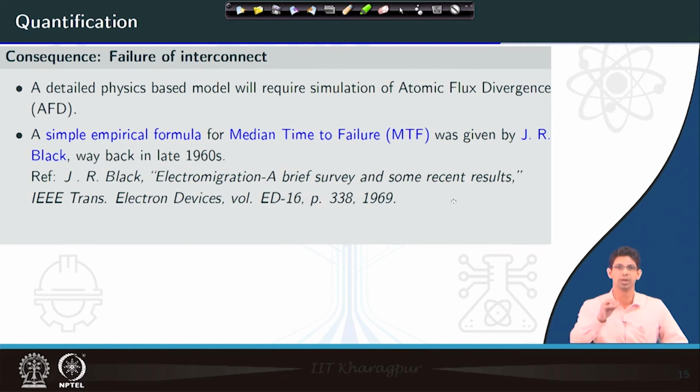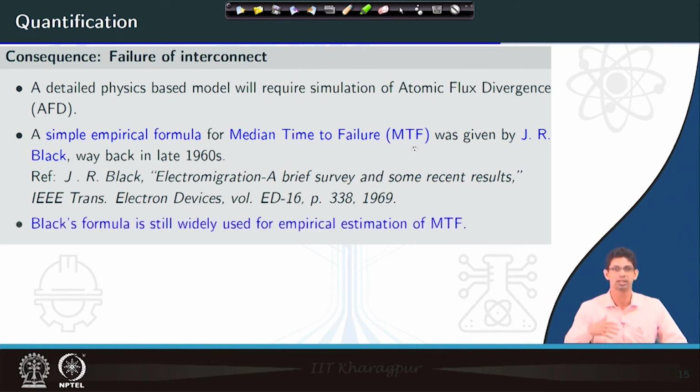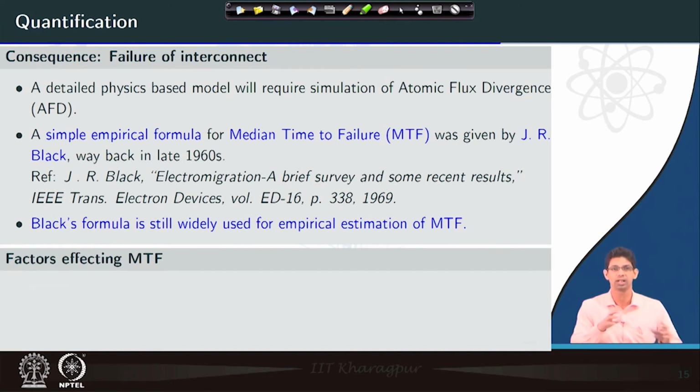In this paper he gives a very simple expression to get this median time to failure, and this is still in use for getting an empirical estimate of the reliability. So, let us discuss what are the factors that might affect my median time to failure. The first factor you can think about is the cross sectional area. If your cross sectional area is smaller, the interconnect is more likely to fail, because smaller voids will lead to a break in your circuit, right.